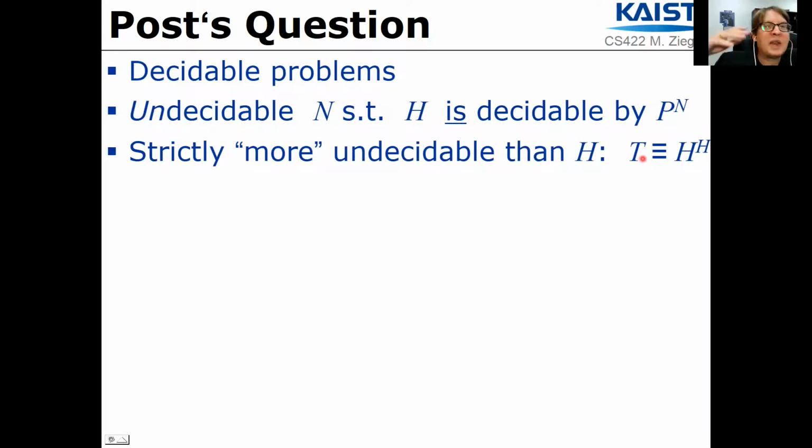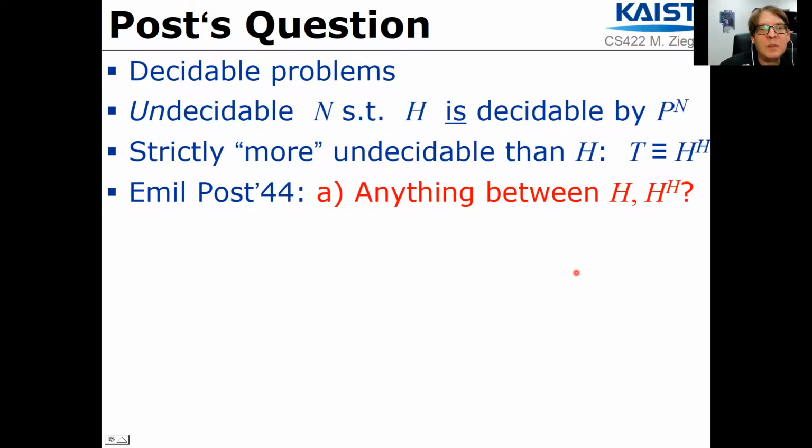And one can iterate that and produce higher and higher undecidable problems, h to the h to the h and so on. This has been known long, this hierarchy goes on infinitely high. It never encompasses everything, but it keeps going on. And Emil Post asks, actually on the lower level, is there anything between the undecidable halting problem and the even more undecidable totality problem, which is equivalent to the halting problem for while programs with halting oracle?